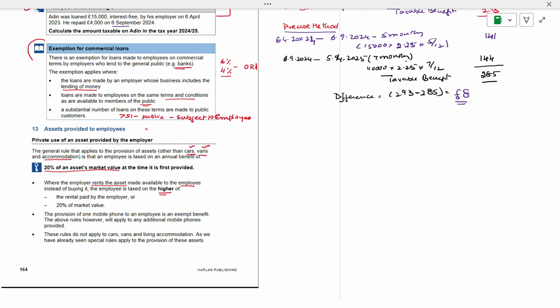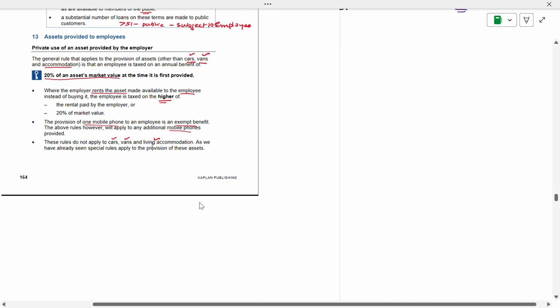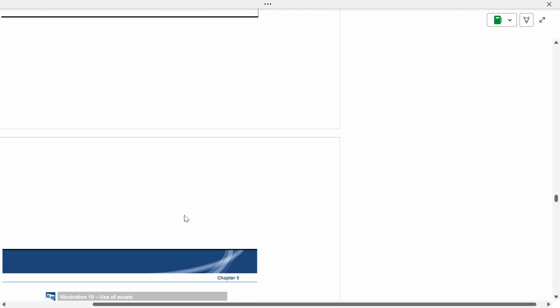The provision of one mobile phone to the employee is an exempt benefit. However, the above rules will apply to any other additional mobile phones. You can provide one mobile phone, and that is exempted. If it is any other mobile phone, then the above rule will apply. These rules do not apply to cars, vans and living accommodation, which we have already covered. Are you clear about this? Yes, sir.